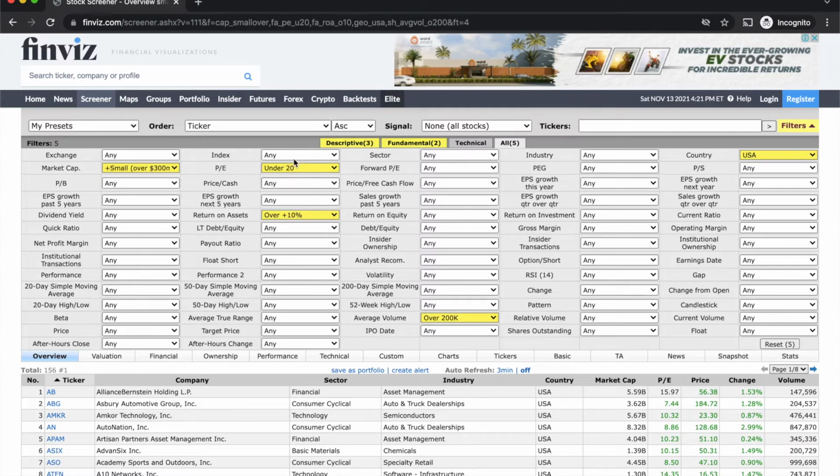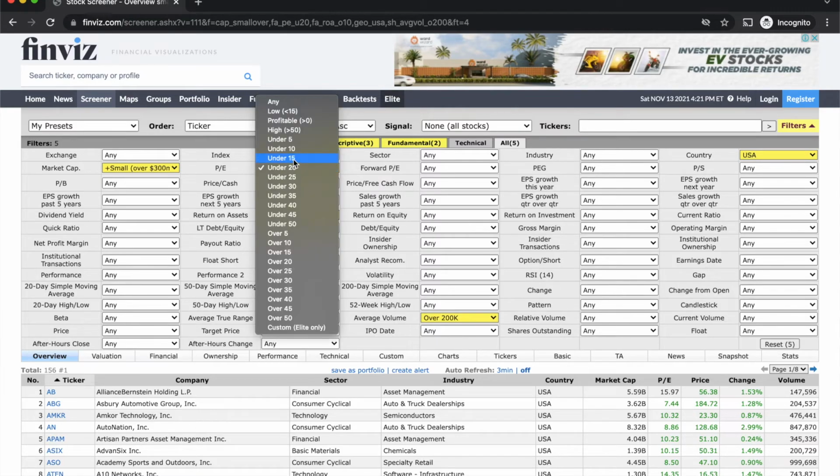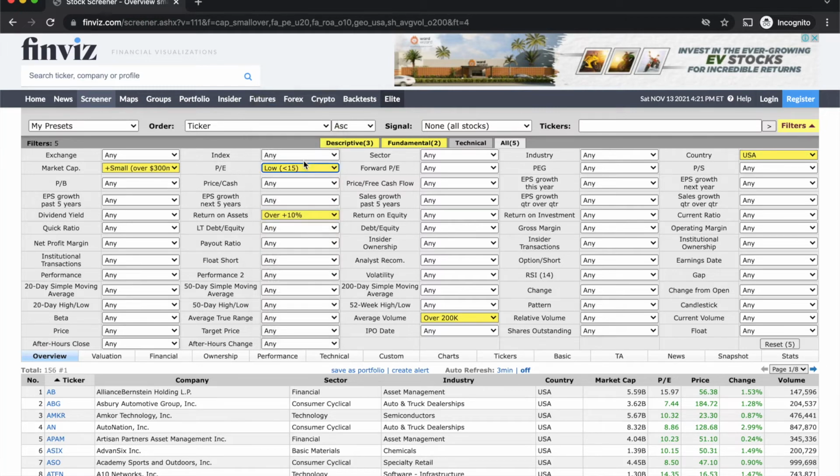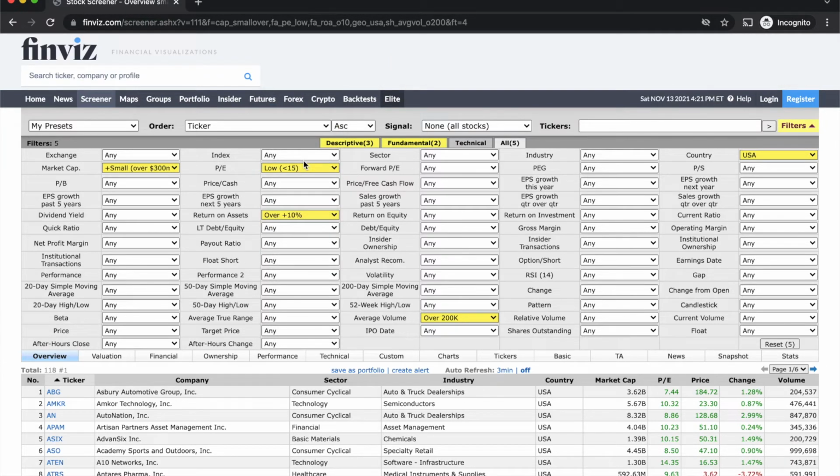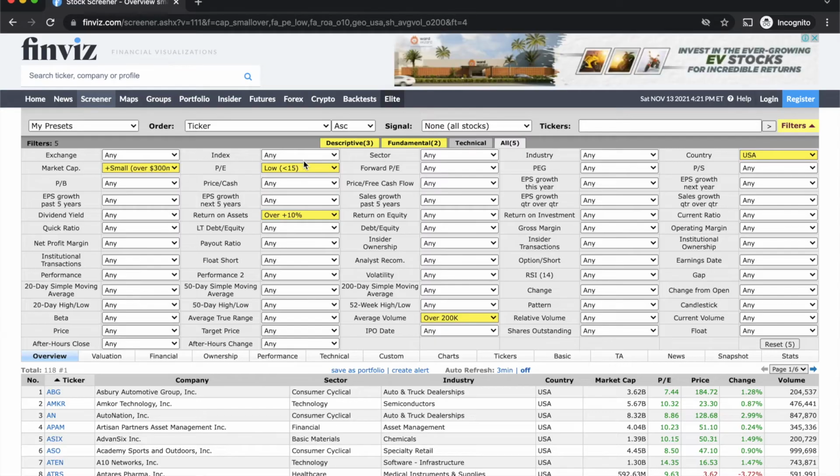Most of the time, under 15 is going to give you good results, but if you see the markets are in a really bull run, or if you see very few results coming out, you can tweak these values to somewhere around 15 to 20, but definitely not more than 20.